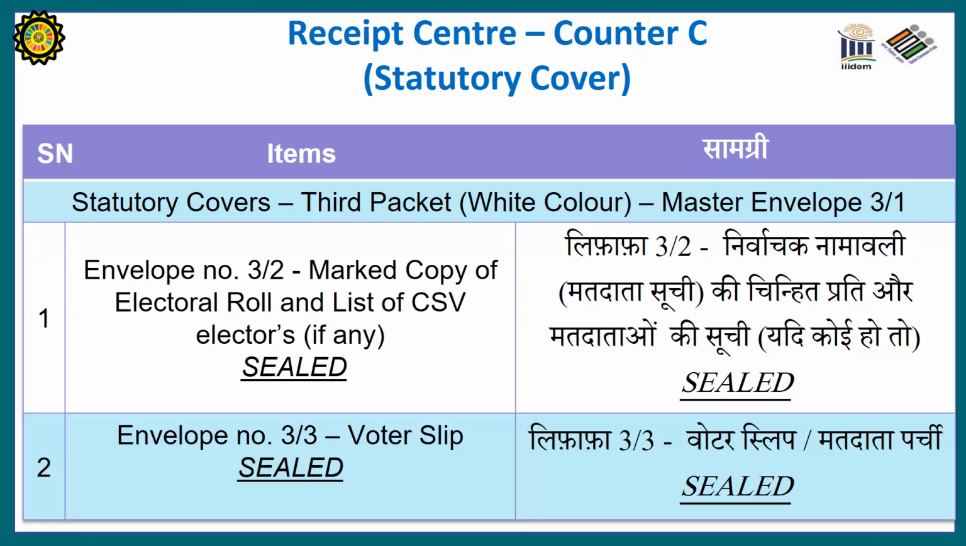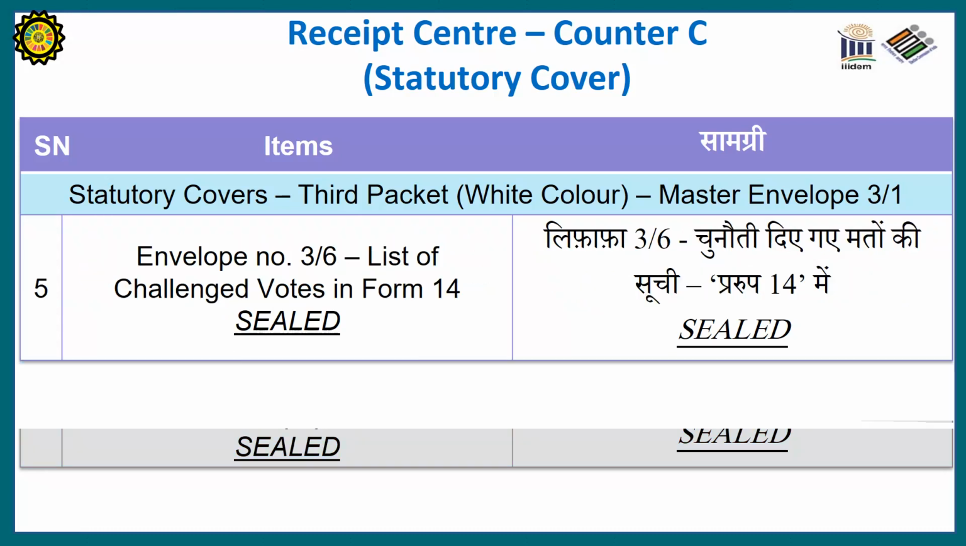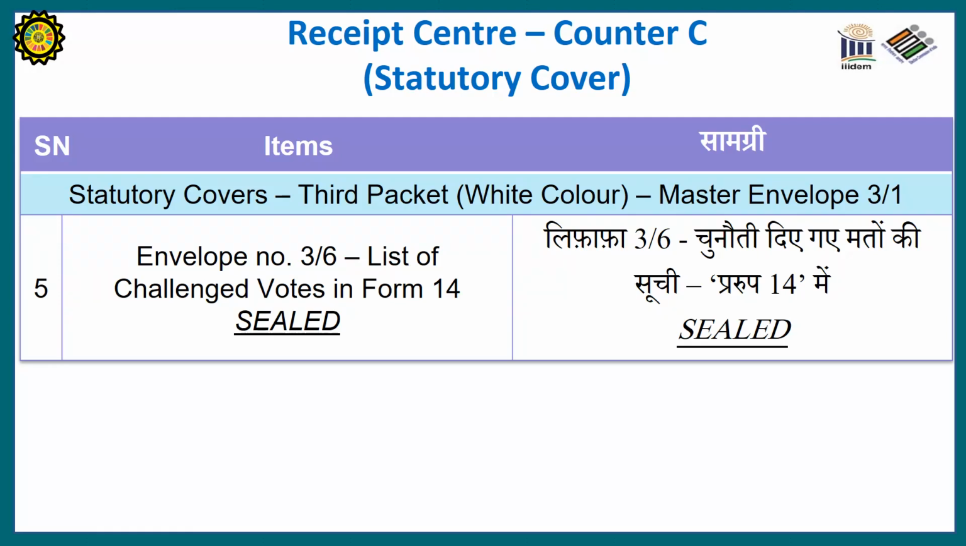The third counter, C, will receive statutory covers. The master envelope will be white in color, and this master envelope will contain a sealed envelope having the marked copy of electoral roll and list of CSV electors, that is classified service voters, sealed envelope for voter slip, sealed envelope containing used tendered ballot papers and list of tendered votes, that is form 17B, sealed envelope having unused tendered ballot papers, and sealed envelope containing list of challenged votes in form 14.